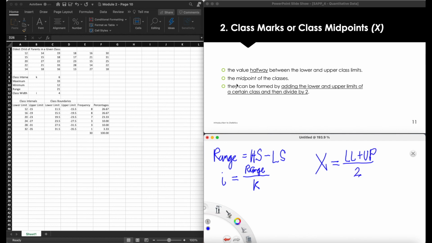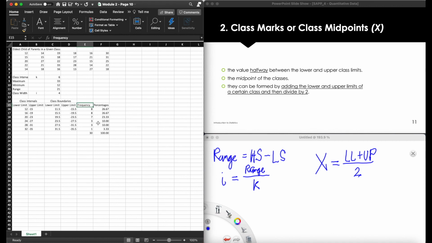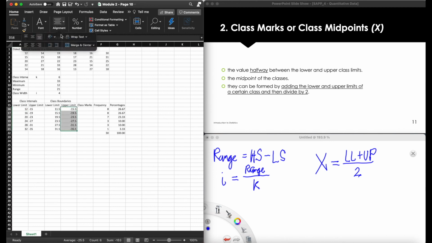So for instance, here we have, I think I need to move this again. Okay, so we'll put here class marks. Look at this class intervals. What we'll do is add this 12 plus 15 divided by 2. Okay, 12 plus 15 divided by 2. So what we're going to do is going to be like this. So equals this.